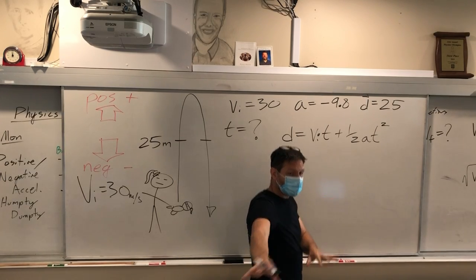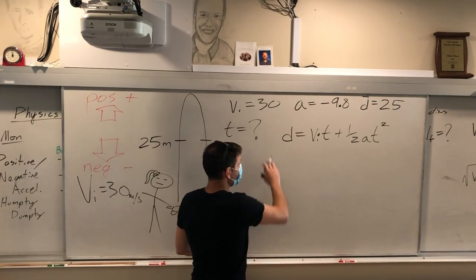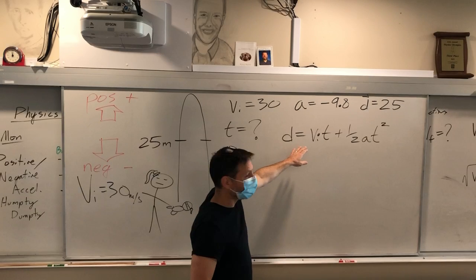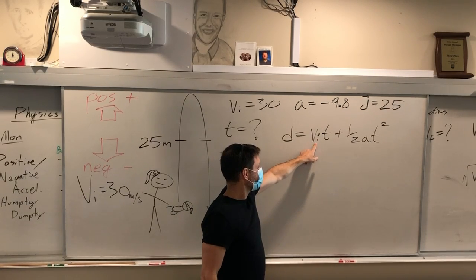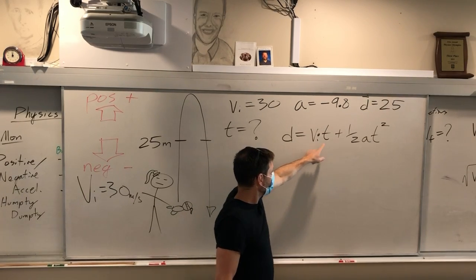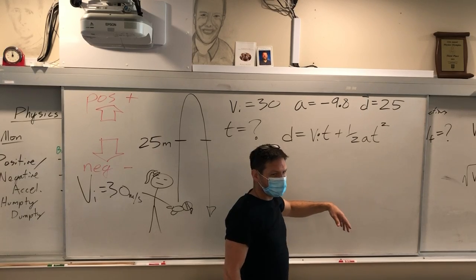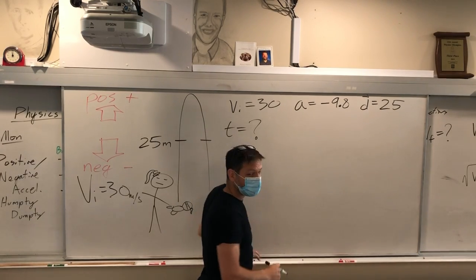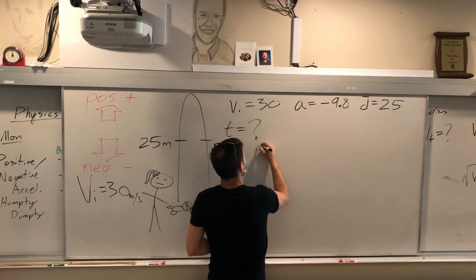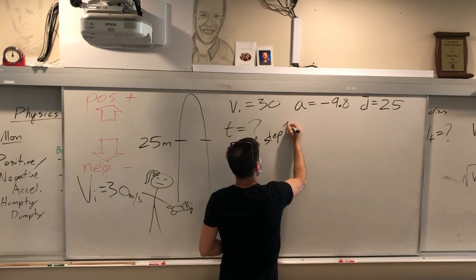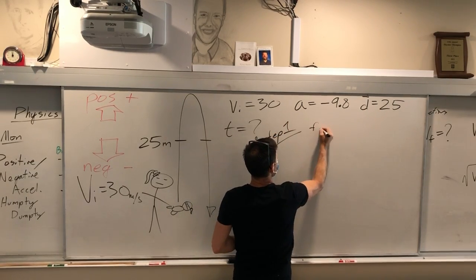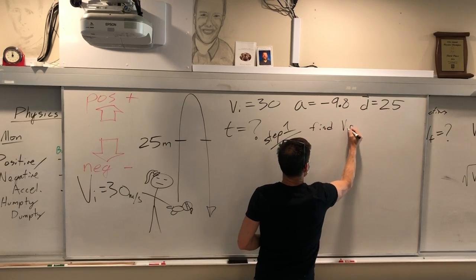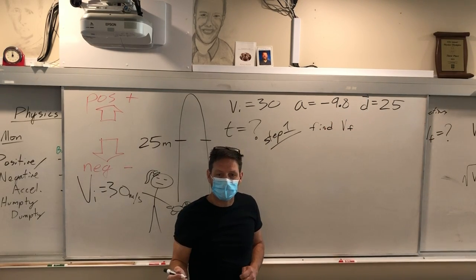Or, for those of you who don't know this, we say, well, I don't like this because VI is not 0. And solving for T is going to be tricky. So let's do it a different way. Let's do it in steps. Step 1 is find VF. How can we find VF?